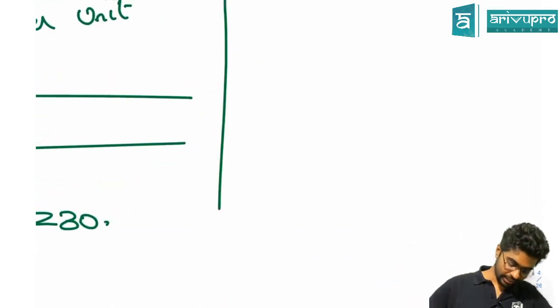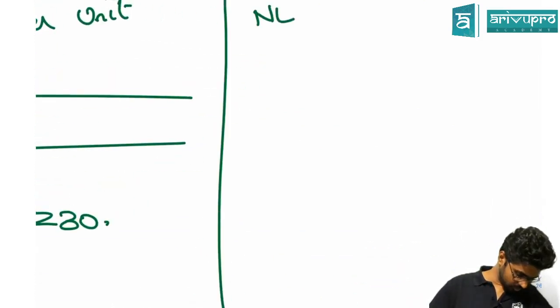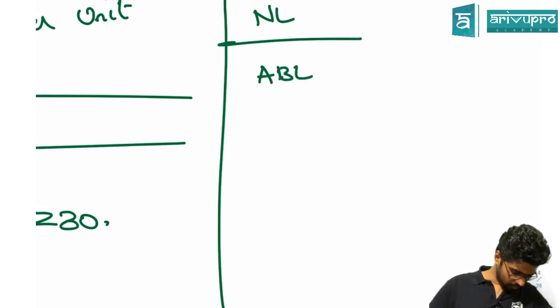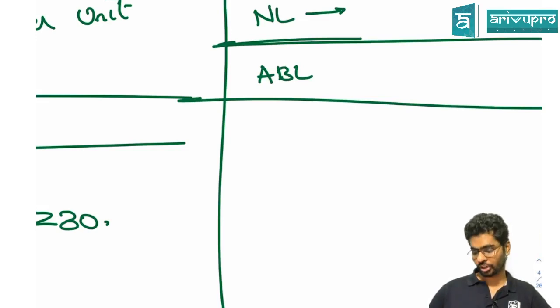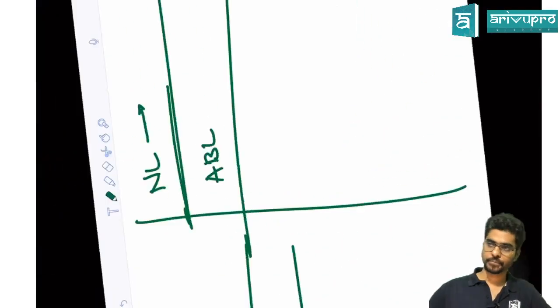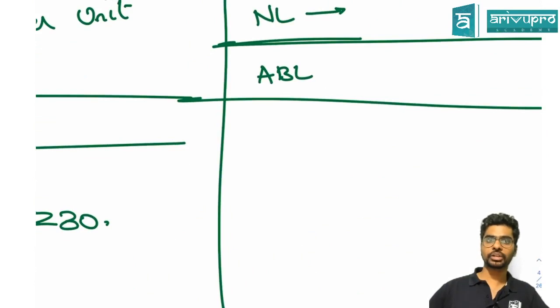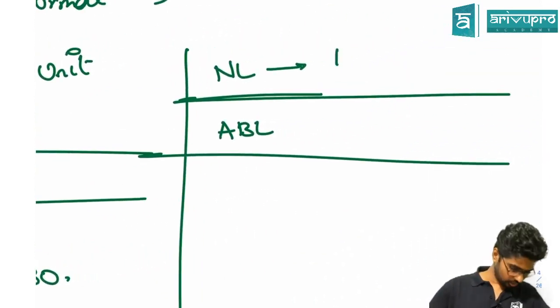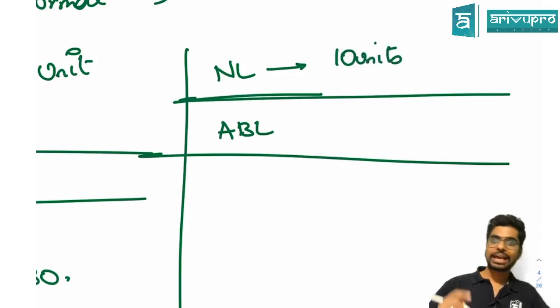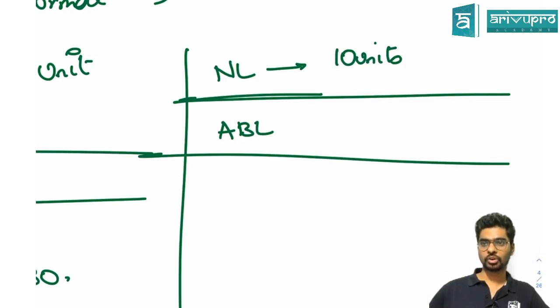Now let me define normal loss and abnormal loss. A normal loss is a loss which has happened during the course of production which cannot be avoided, right? In this case, how many units was my normal loss? 10 units. Any loss over and above my normal loss is called abnormal loss. So how do I find my abnormal loss?